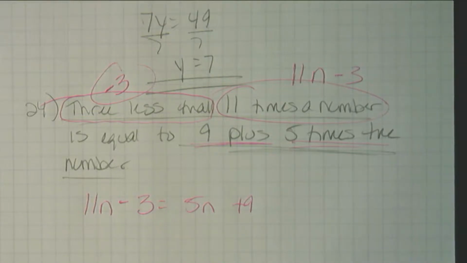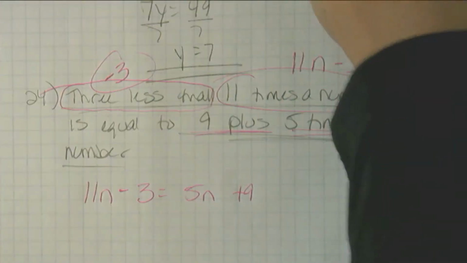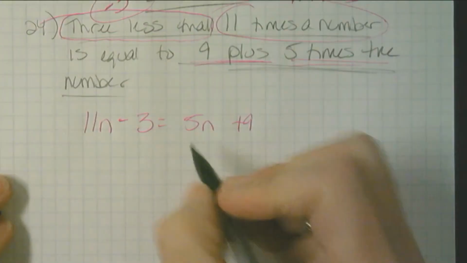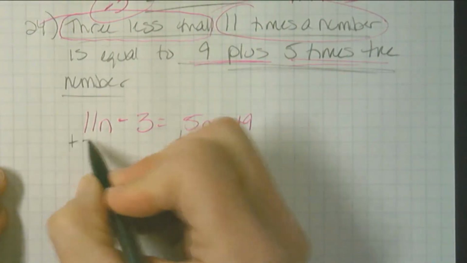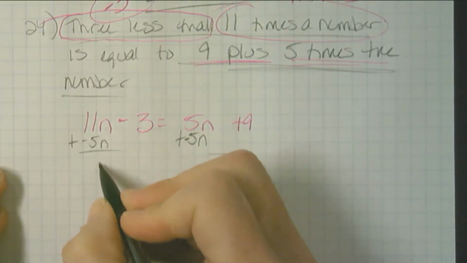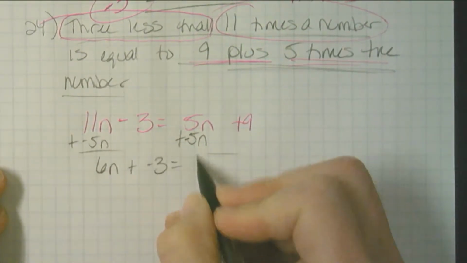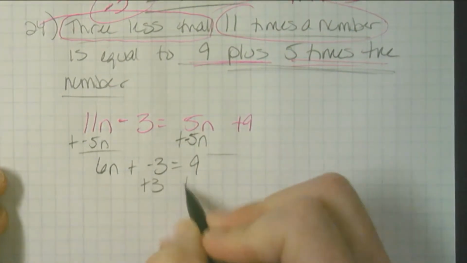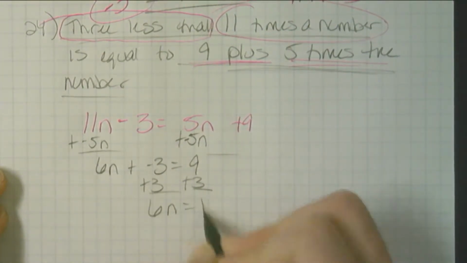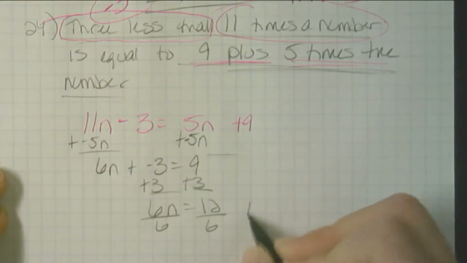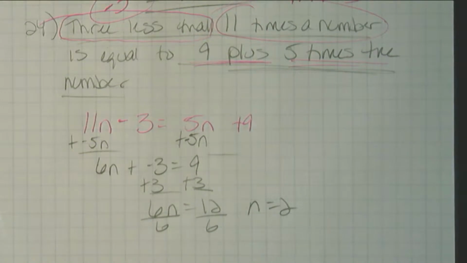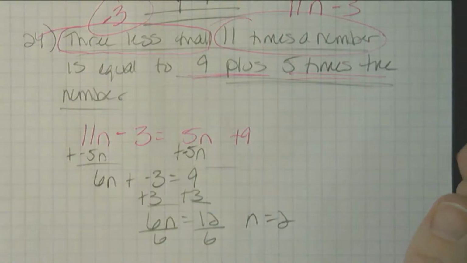So are you cool with that? All right, so now I'm going to finish solving this because I think they told us to solve it. So I'm going to add a negative 5n to both sides. And I get 6n plus negative 3 is equal to 9. I'm going to add 3 to each side. I get 6n equals 12, and then when I finish, I get n equals 2. I think that 3 less than 11 times a number is usually what throws people, because they think, oh, I have to do negative 3 minus 11n, and that's not true. When you have that less than, that goes at the end.